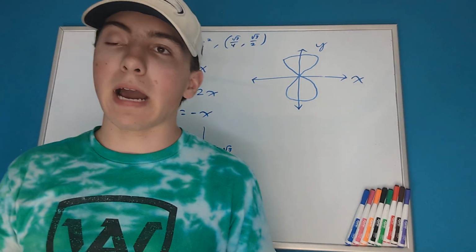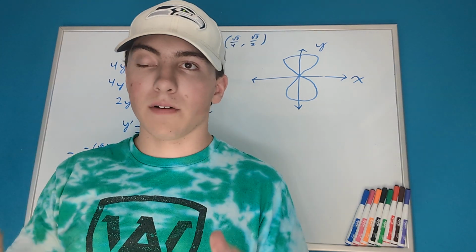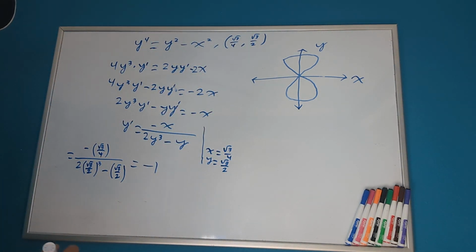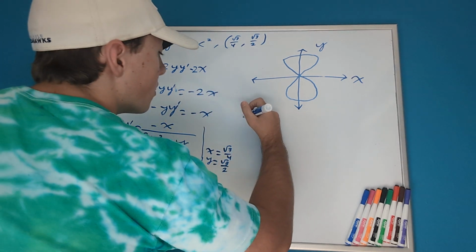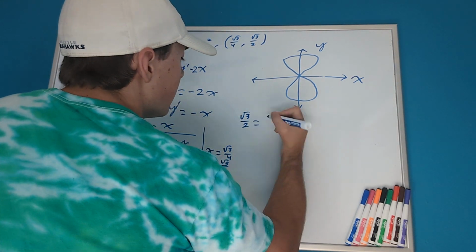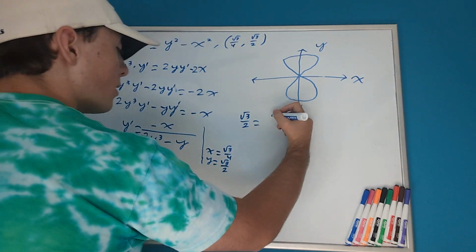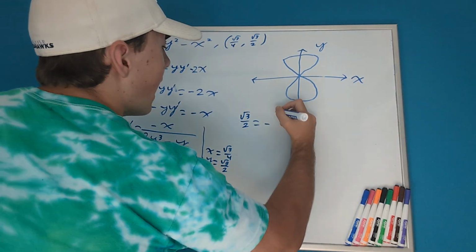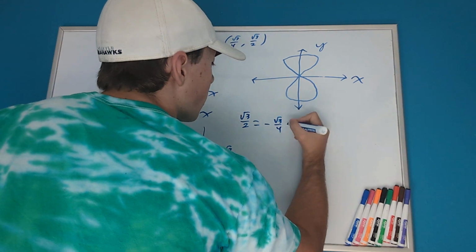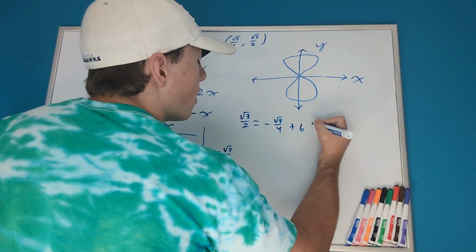Now, let's figure out what the equation of the tangent line is. So we have our y value, square root of 3 over 2, equals m, which is negative 1, times x, which is square root of 3 over 4, plus b.